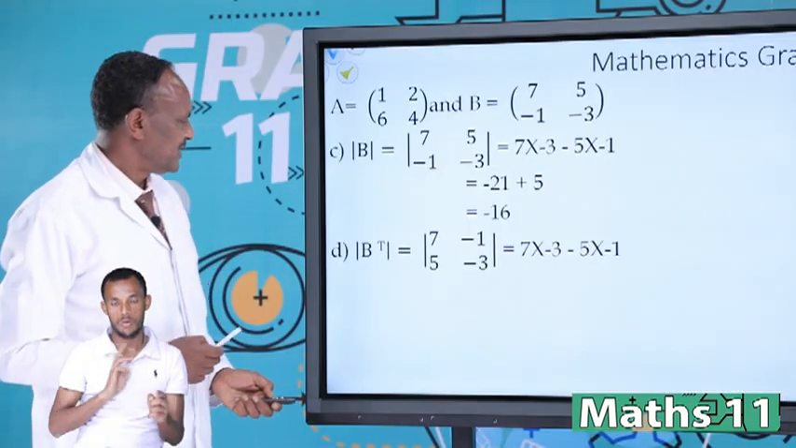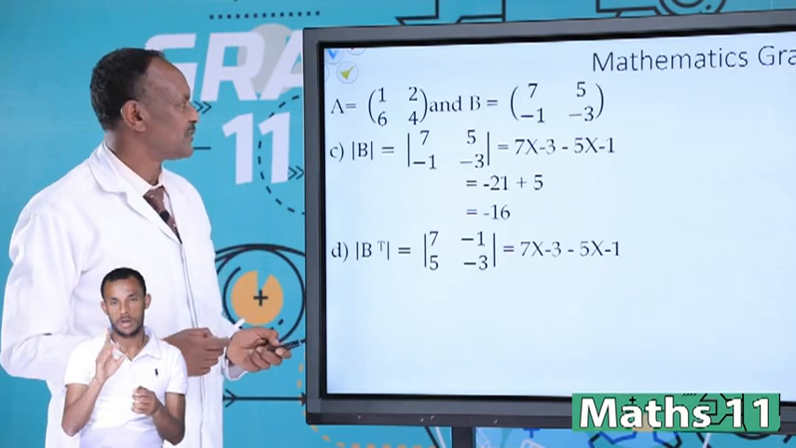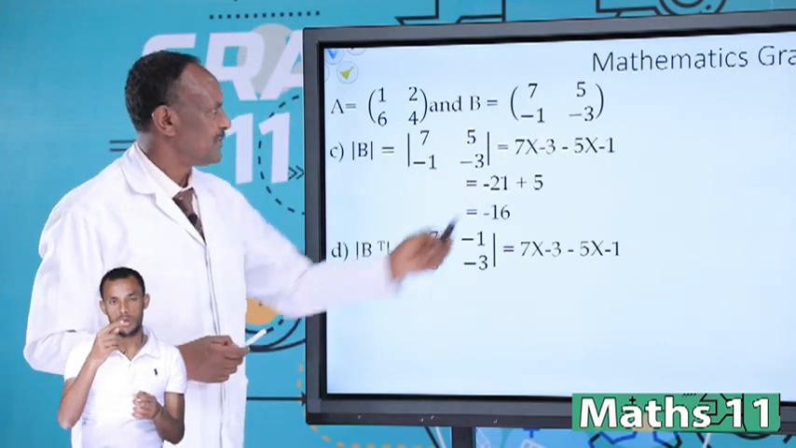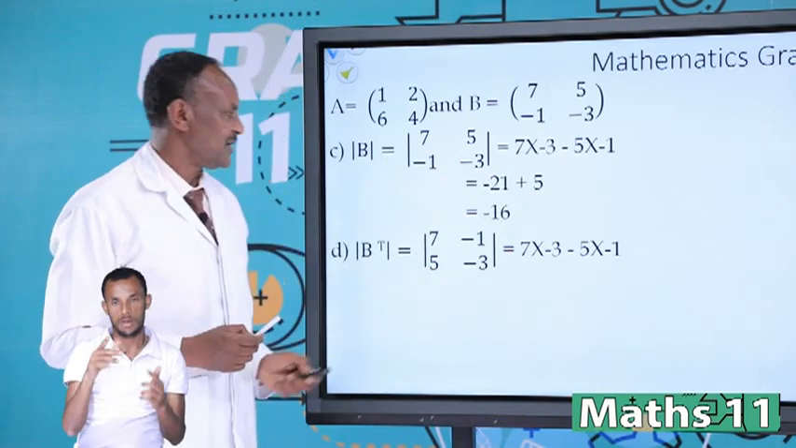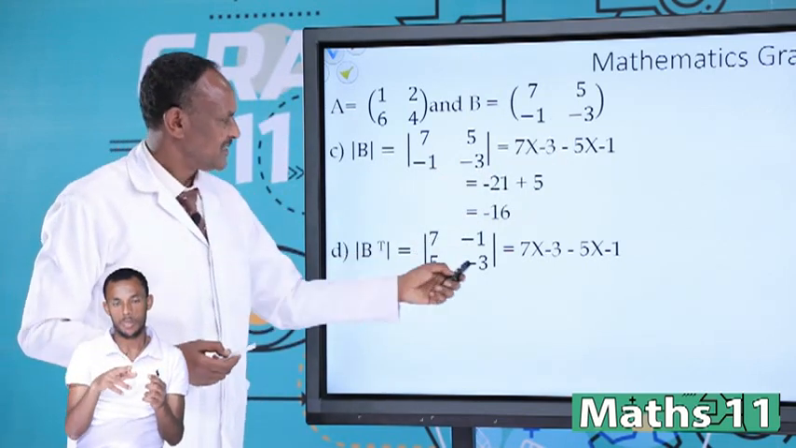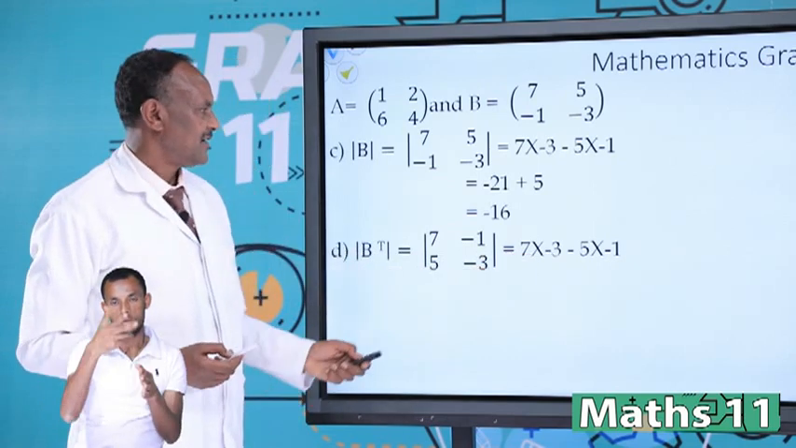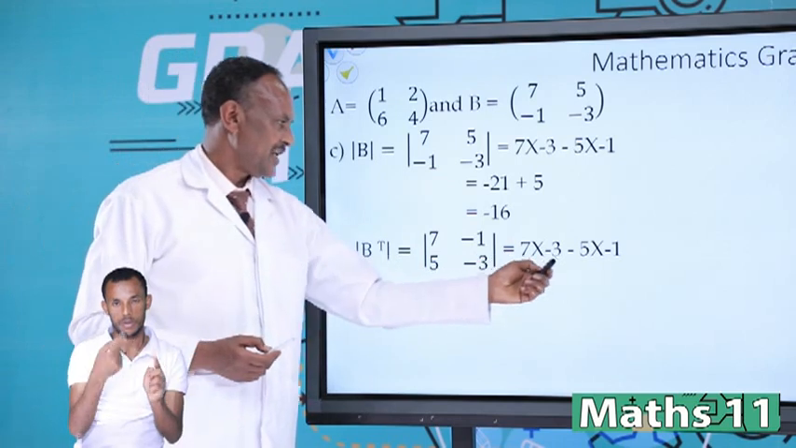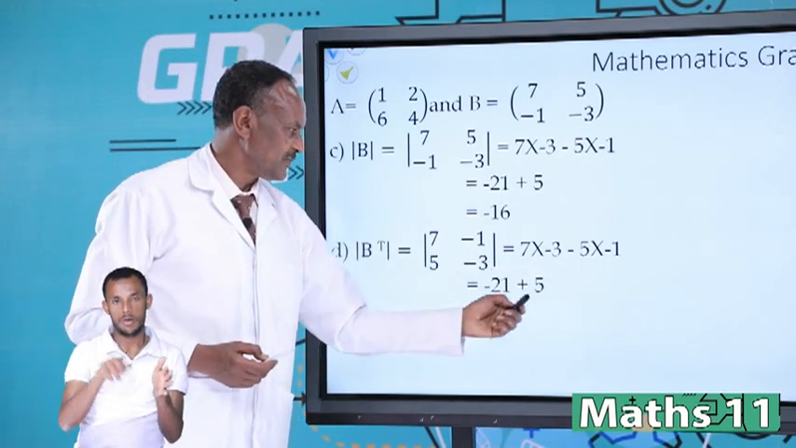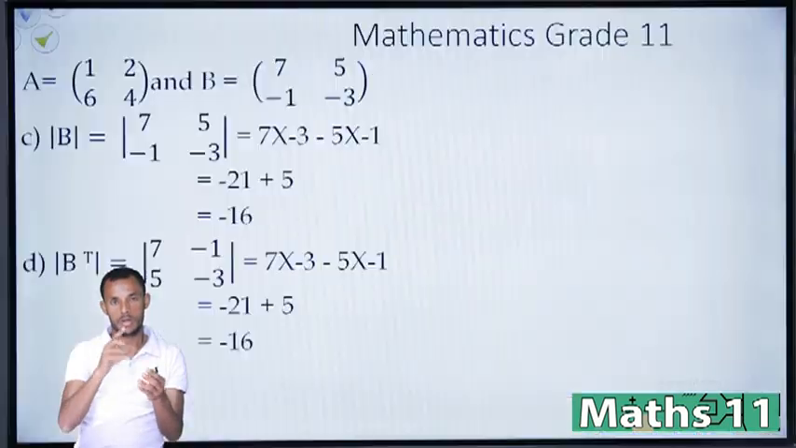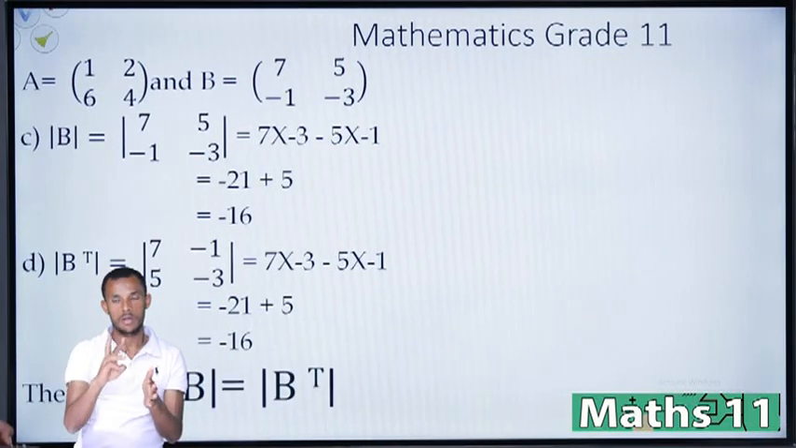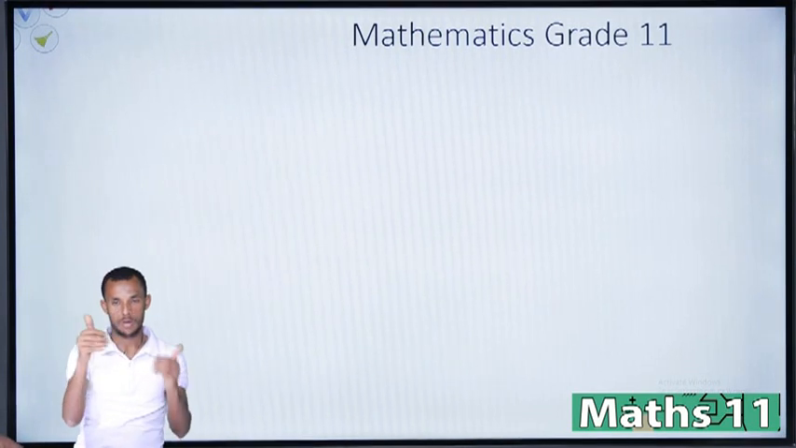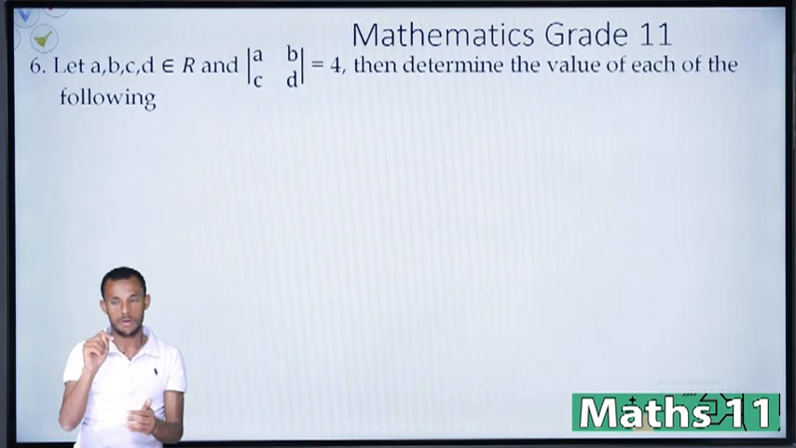When you are coming to D, the determinant of the transpose of B. When B is transposed, you will have 7, 5 first column, second row will be second column. Then what will be the determinant? 7 times negative 3 minus 5 times negative 1 again. Negative 21 minus negative 5, plus 5. You will have a result of negative 16. So what it says? The determinant of matrix B is equal to the determinant of its transpose.